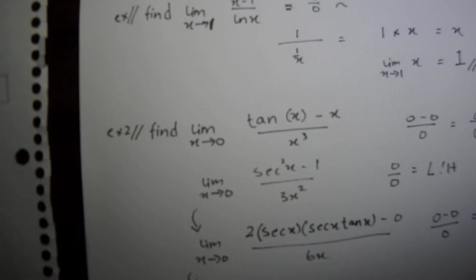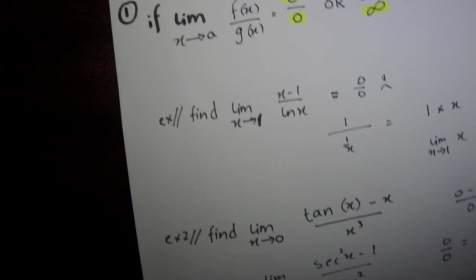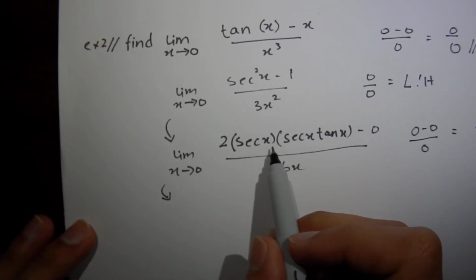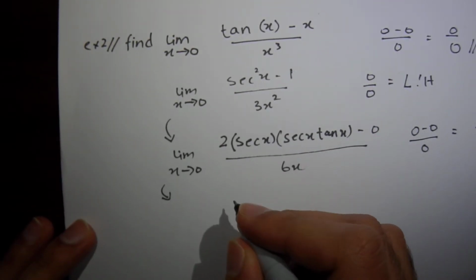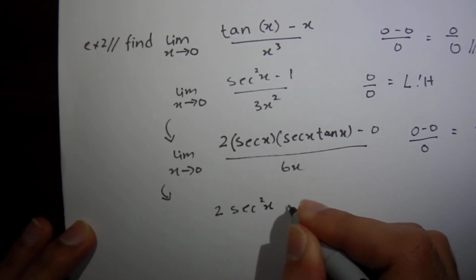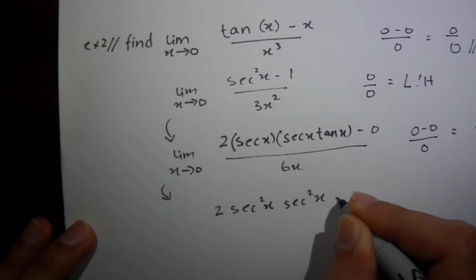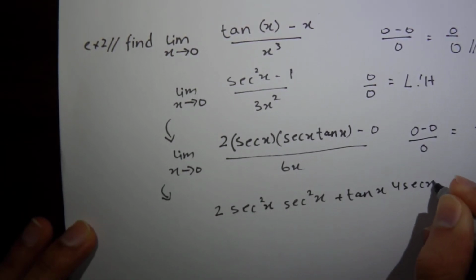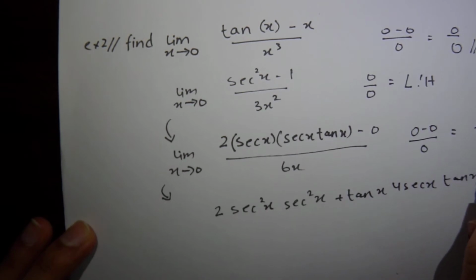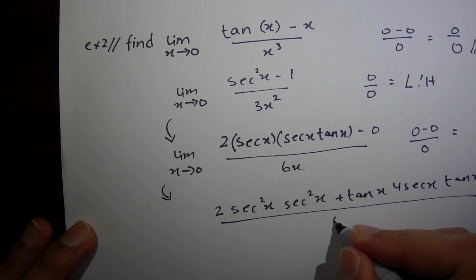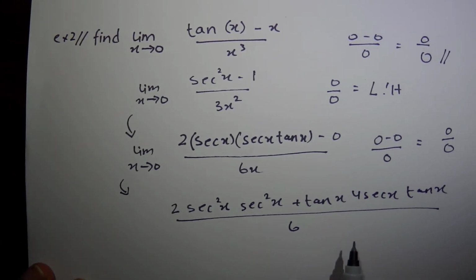We've got a tough function on our hands now. So the derivative of 2 secant x tan x, I've actually calculated it beforehand, so don't think I'm super smart coming up with this, plus tan of x times 4 secant x times tan of x, and then the derivative of the denominator separately would be just 6, and the x would disappear.